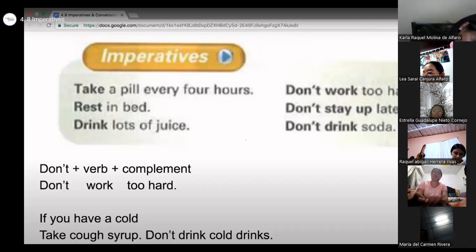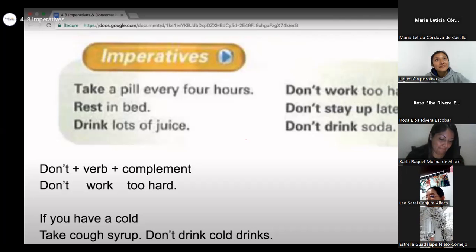Uh-huh, my little doctor, Doctora Cordova, right? Sería take the aspirin every 8 hours and rest. Excellent. Don't work too hard. Excellent. Okay. That was so good. Thank you so much, Maria Leticia.